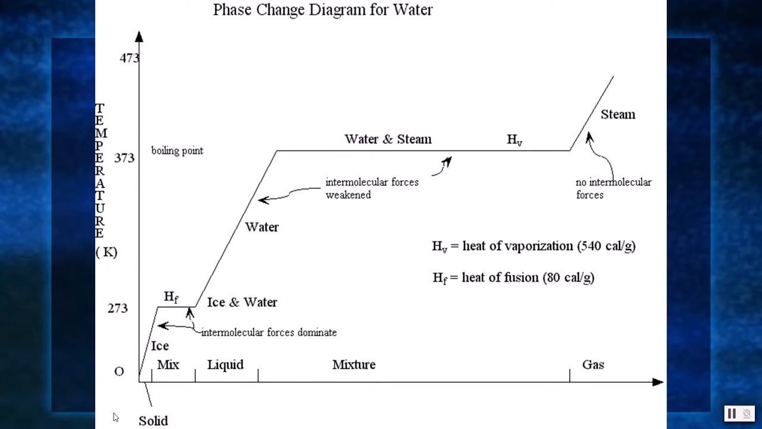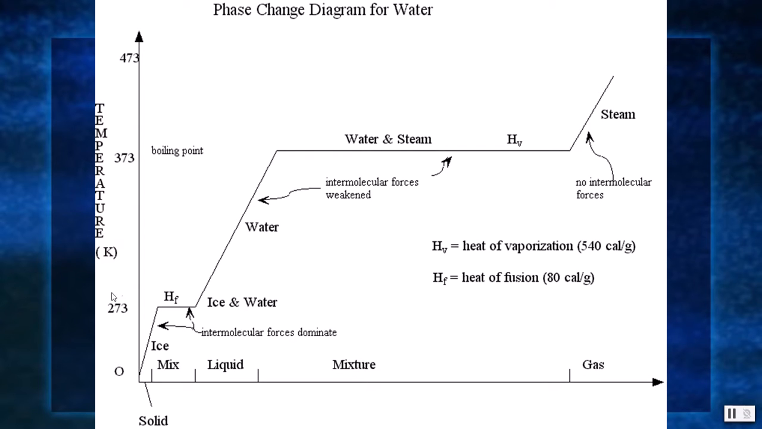Okay, so here is what a phase change diagram looks like, and this one is for water, and we're going to use water a lot. So let's talk about this a little bit. If we see down here, we have ice. And 273, this is in Kelvin.